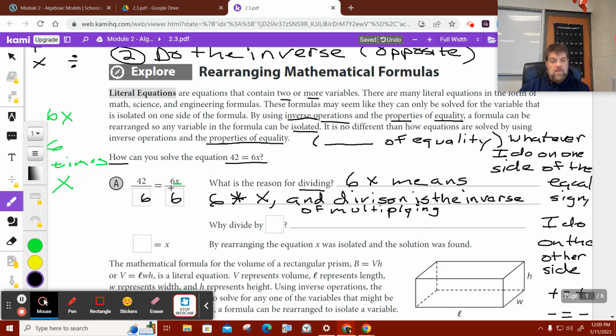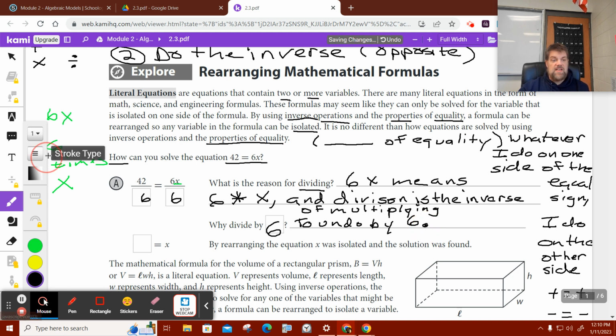In other words, I want to move this 6 away from the x. What is the 6 doing to the x in this first line? It's multiplying. What's the inverse of multiplication? Division. So why divide by 6? It's the same thing. To undo multiplying by 6.